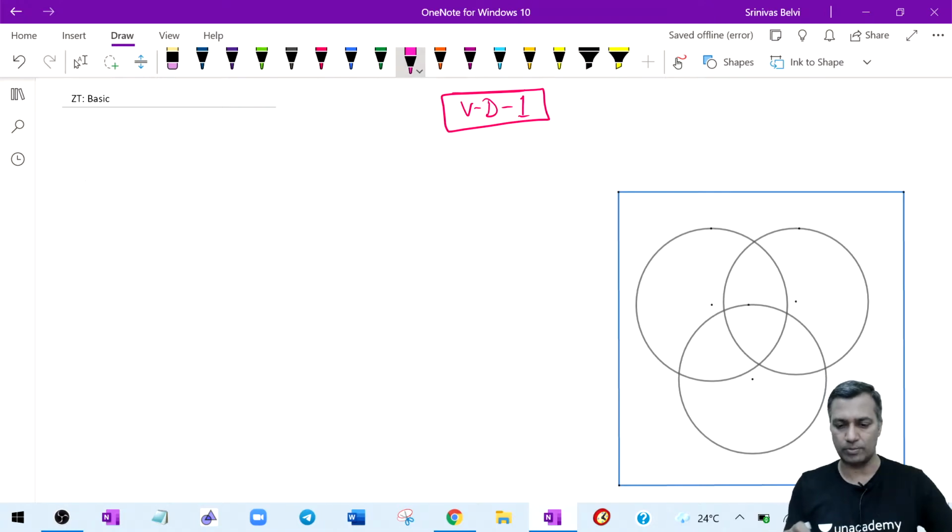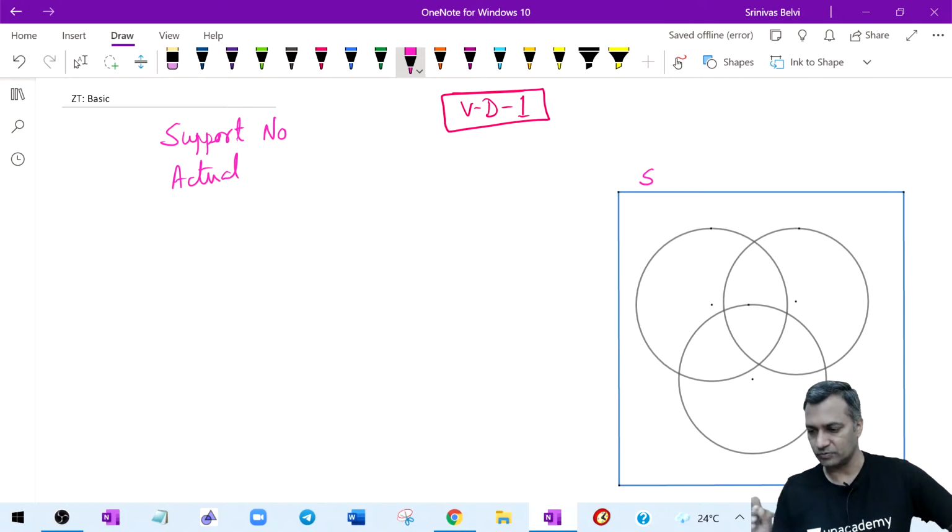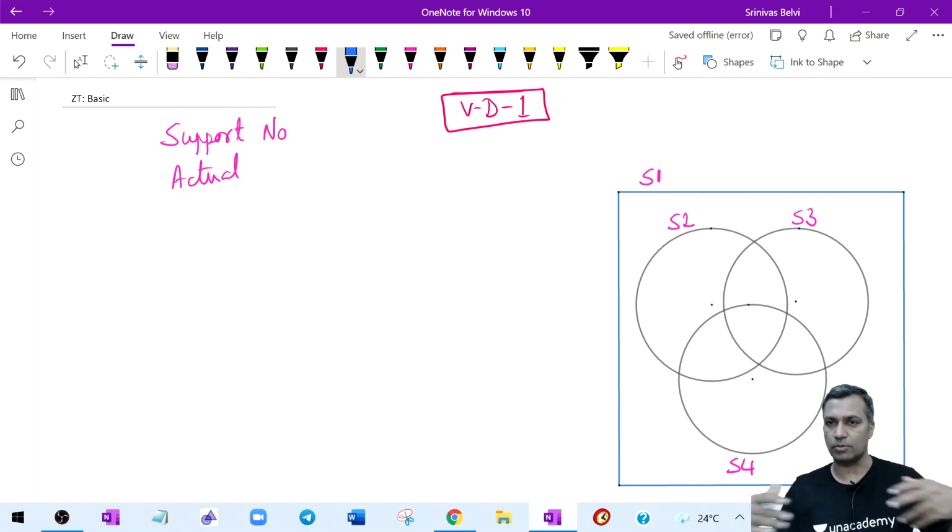There we talked about two numbers. One are the guiding numbers or the support numbers, versus the actual numbers, right? We spoke about the support number and we spoke about the actual numbers. What are the supports? This is the support. Whatever number you write here is the first support number. You write for this particular circle, that is the second support number, third support number, and this could be the fourth support number. There may be four support numbers.